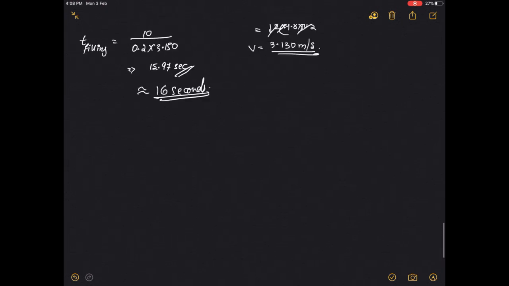Now one more important concept from thermodynamics. I felt thermodynamics questions are very few in this year's paper, but one of the questions is very good, so that we'll be dealing with.